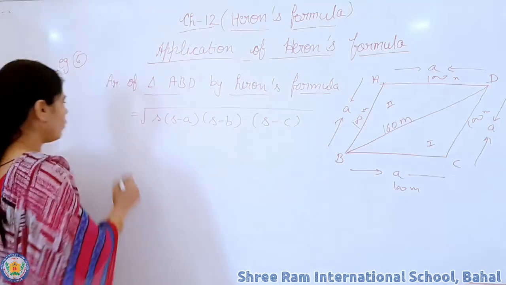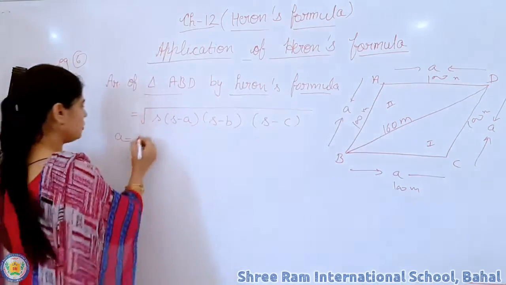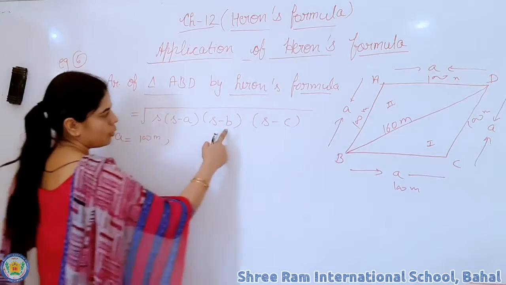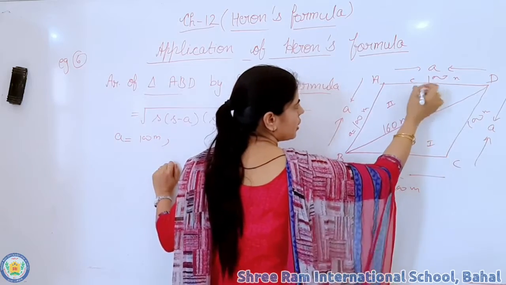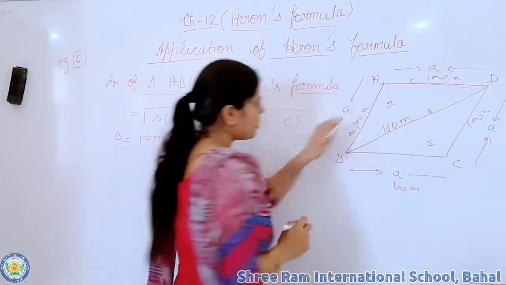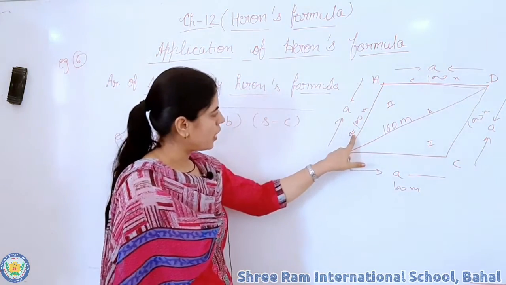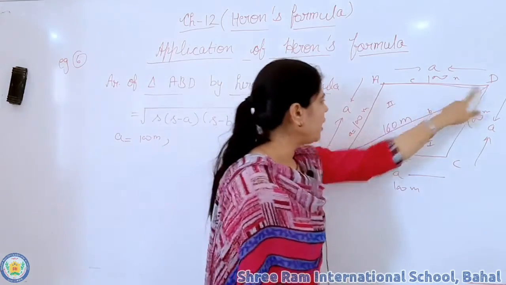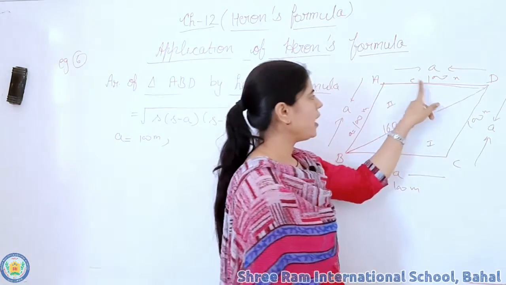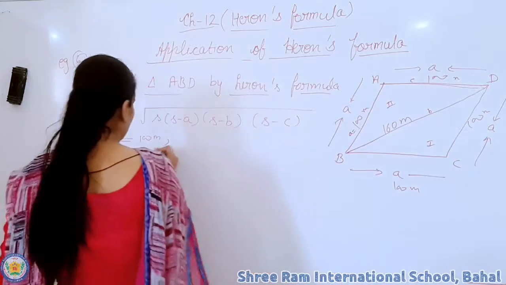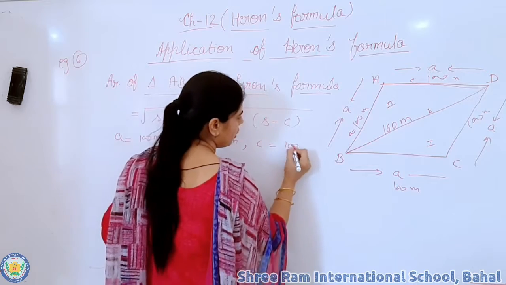What are the values of A, B and C? A is equal to, say, AB, 100 meter. Say this is A, this is B and this is C for this triangle. Now we are talking about triangle ABD. Here I have assumed A is 100 meter and B is BD, which is 160 meter. What is AD? AD, which is C, is 100 meter. Now what is B? 160 meter. What is C? This is 100 meter.